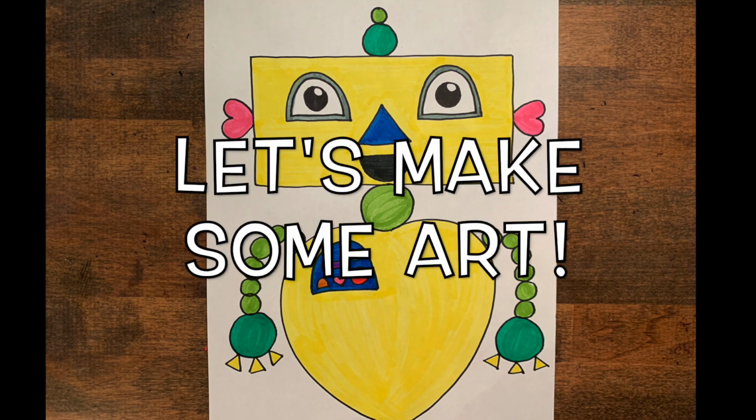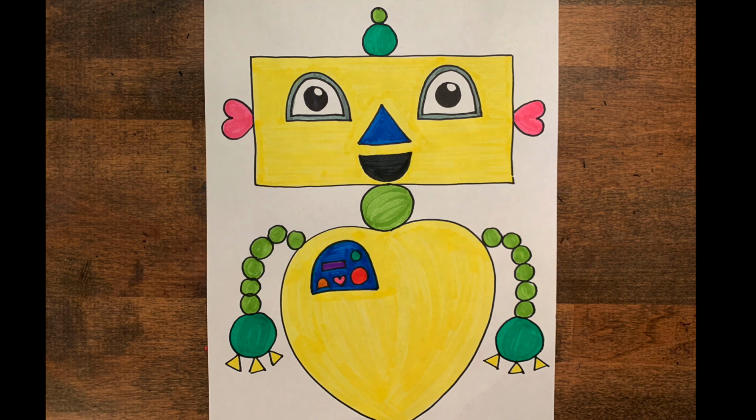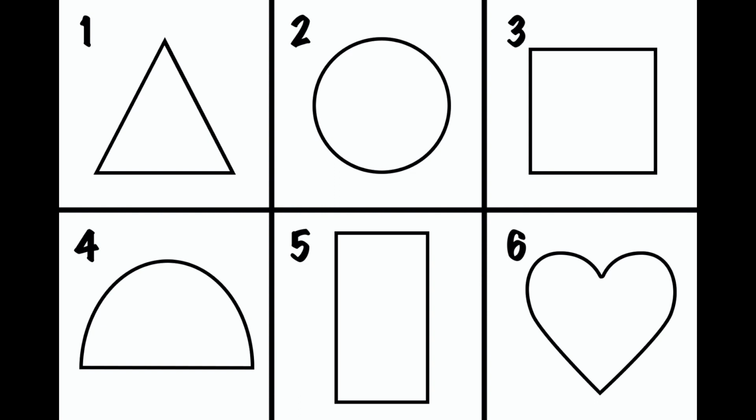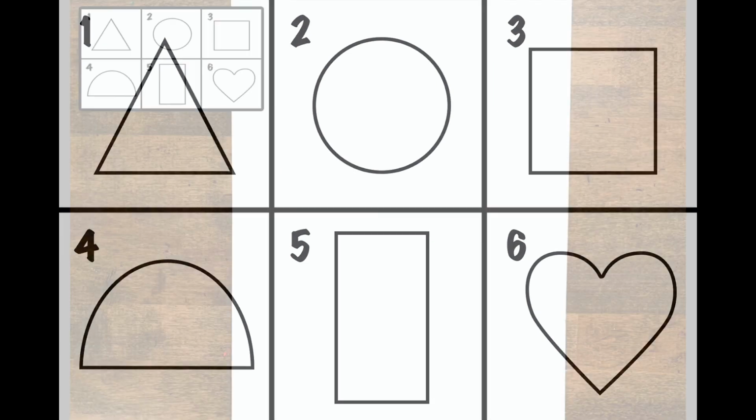Do you remember how Merce Cunningham designed his dance in parts? Well, we are going to build our robot from shape parts, and we're going to make a game board that looks like this, with one shape for each number. Now you can copy my game board or you can make up your own. It's up to you.